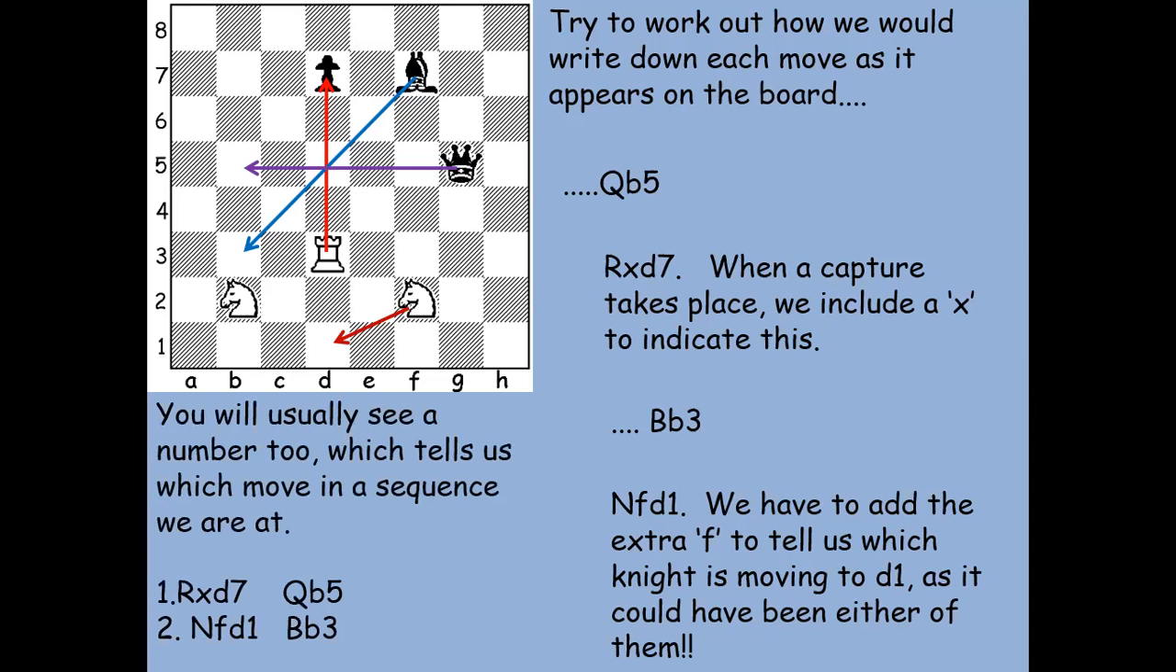And usually in a book, you'll see a number 2, and that just tells us which move in a sequence or a game we're at. So you can see there 1, rook takes D7, queen B5, knight FD1, bishop B3 might be a move order. And it tends to be that white's on the left, black's on the right of those lists when you see them in books.